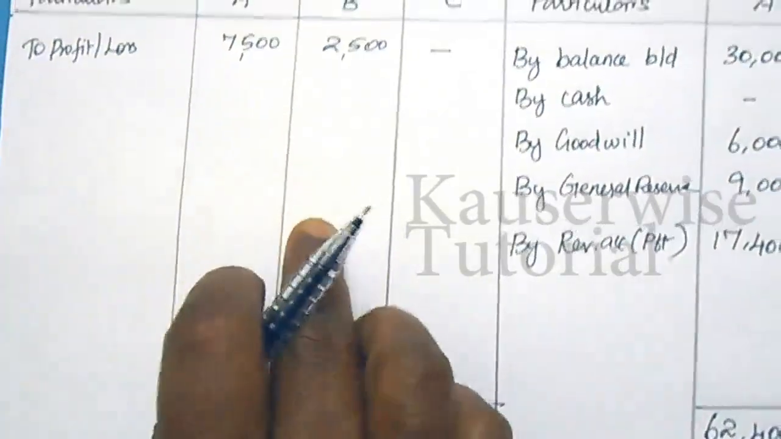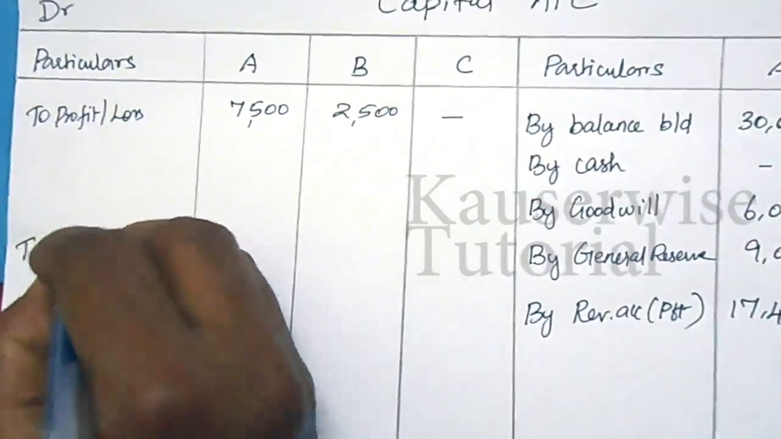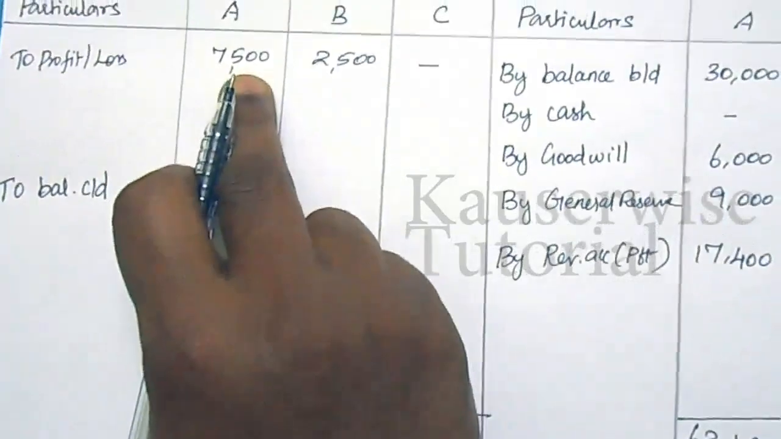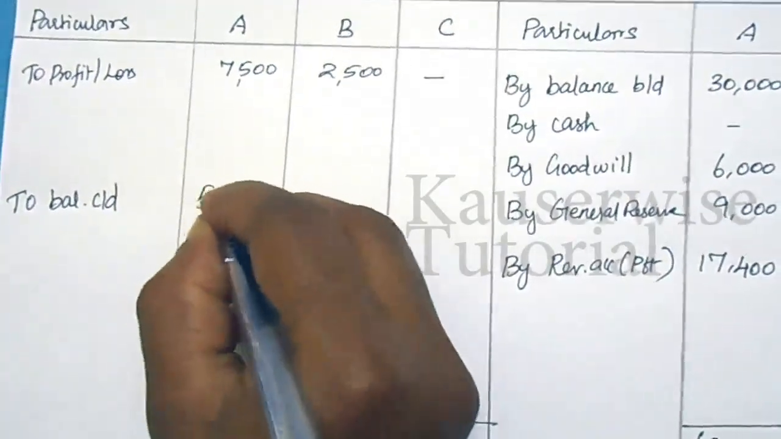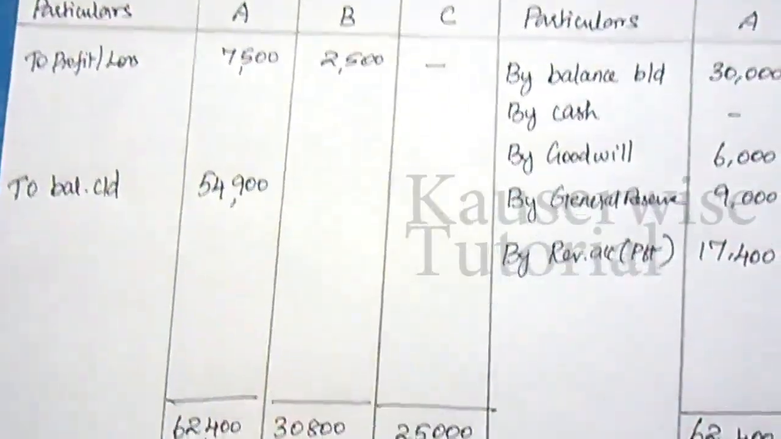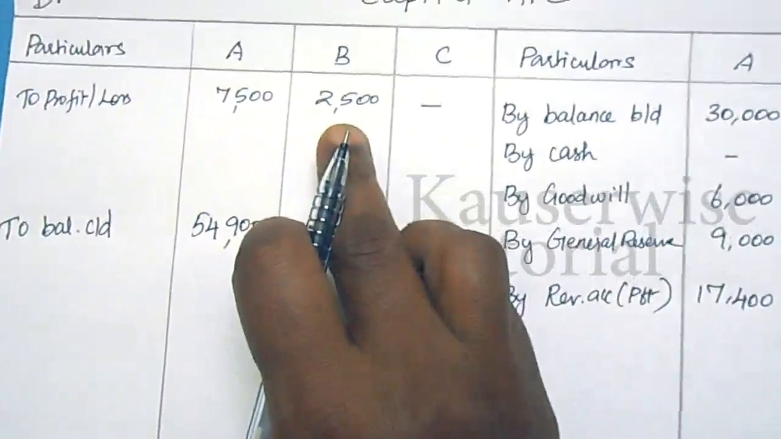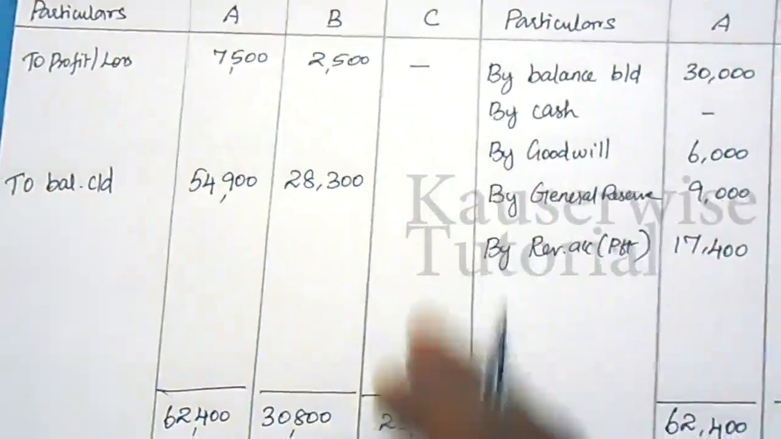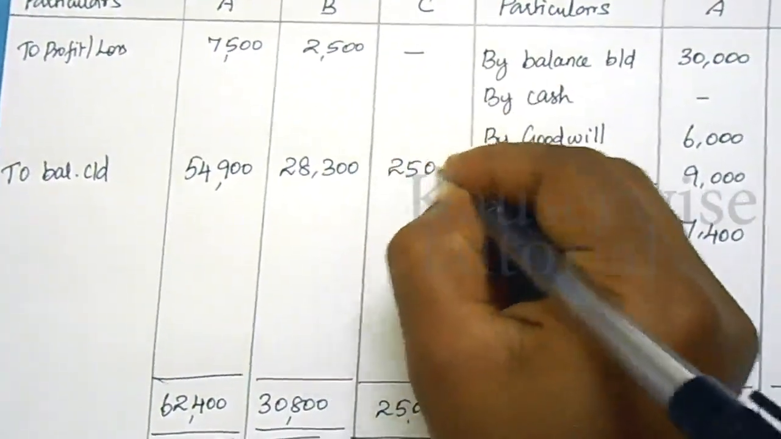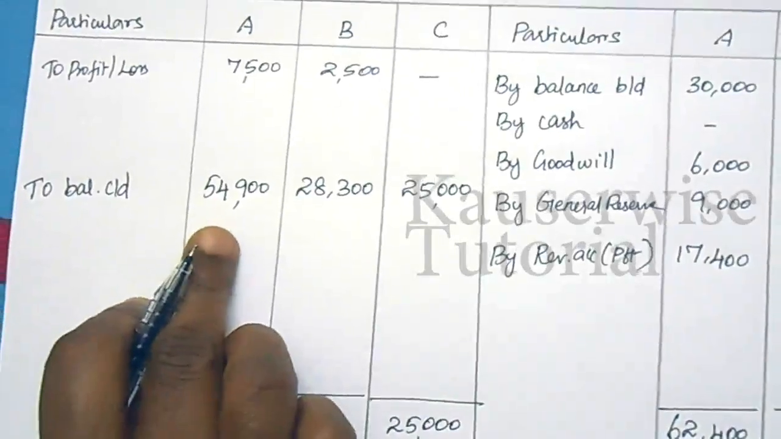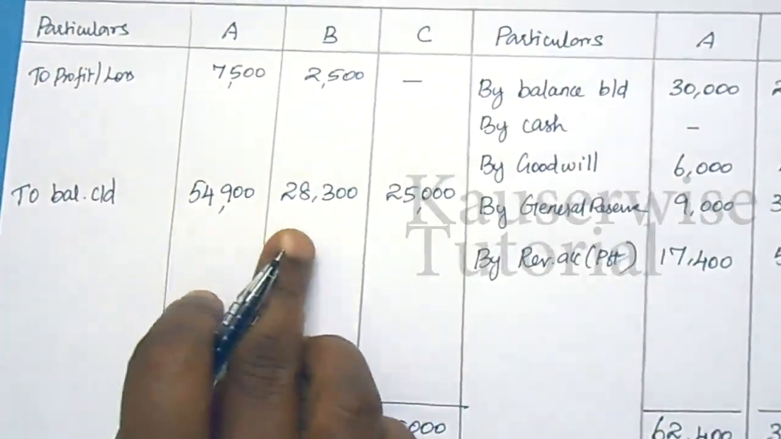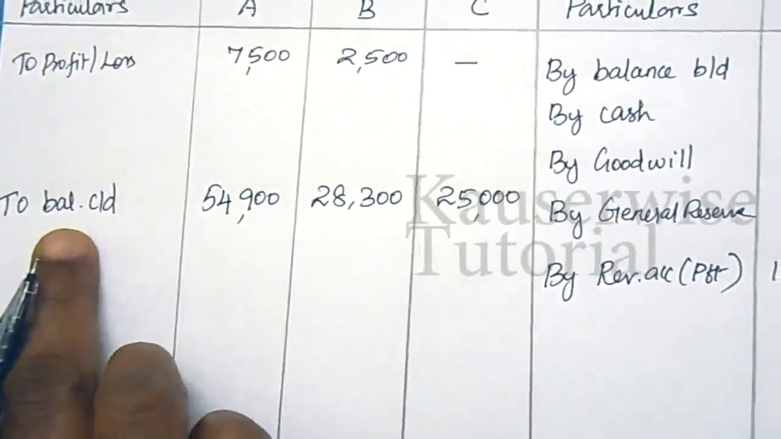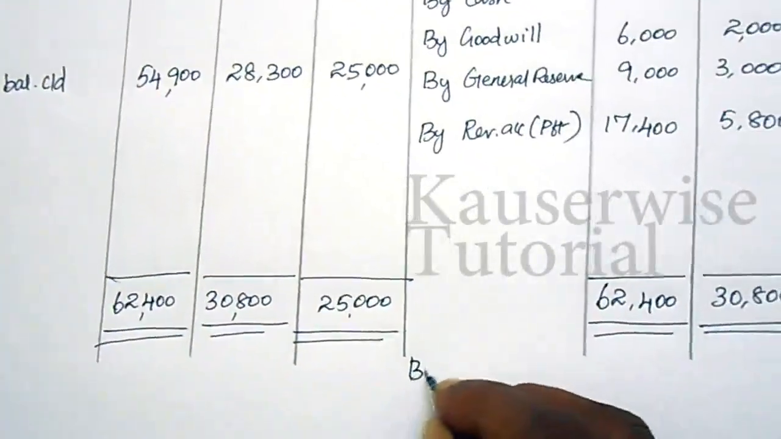Now you can get the balancing figure. To balance carry down. For A 62,400 minus 7,500, balance 54,900. For B 30,800 minus 2,500, balance 28,300. For C no value, so put the entire amount as balance. So this is the closing balance. For A 54,900, for B 28,300, for C 25,000. To balance carry down, this will be transferred to the opposite side. By balance brought down.